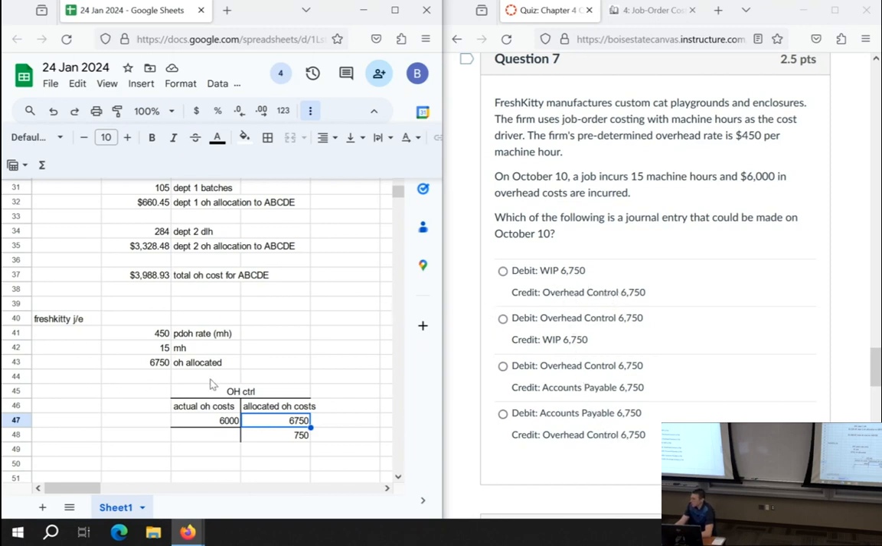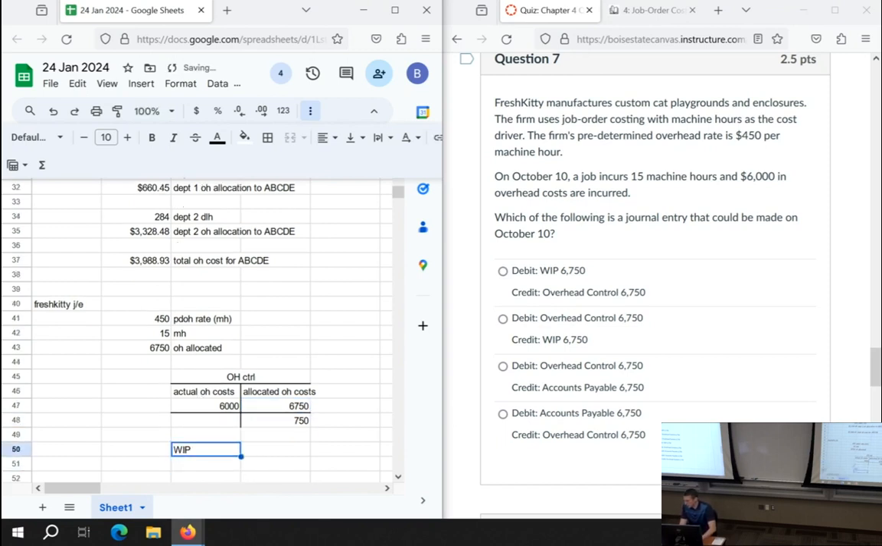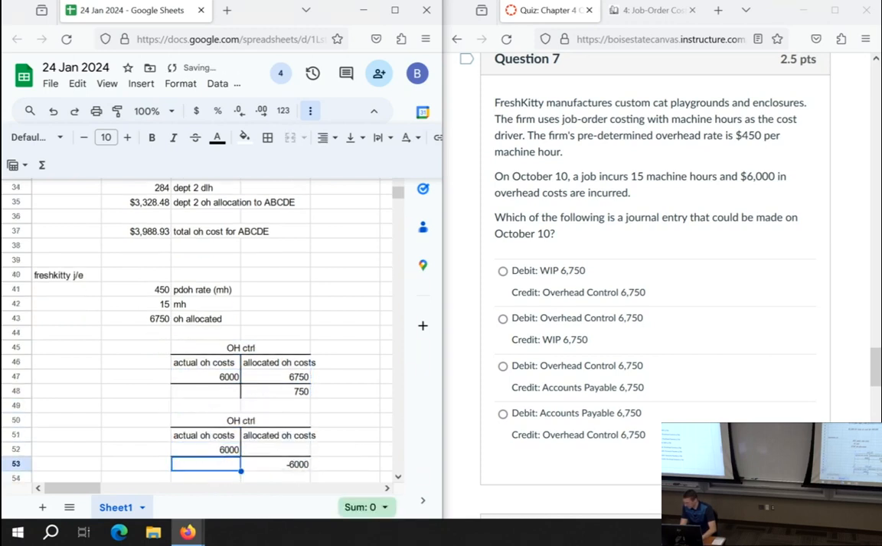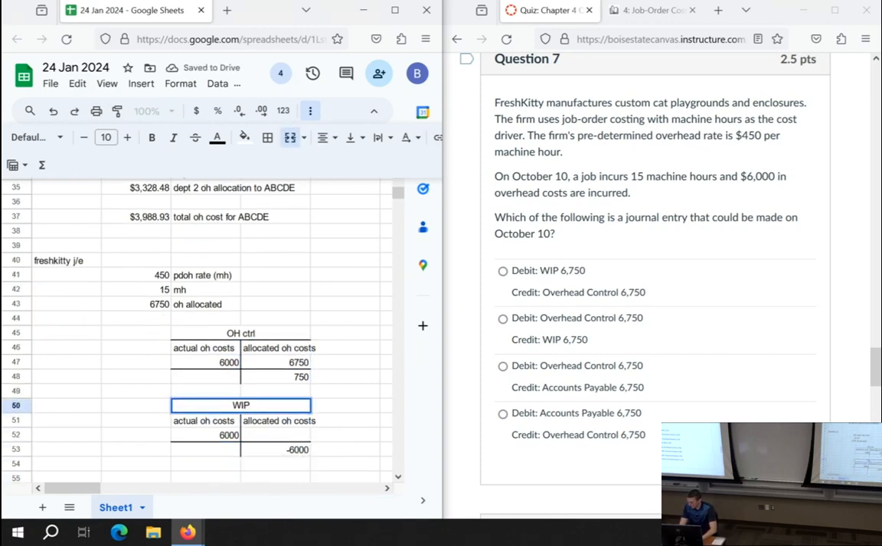All right, well, what's the other account we're going to be using here? It's work in process. So I'm going to grab all this for the lovely formatting I did, so I don't have to redo it. And work in process is an inventory account. It's on the balance sheet. And so as we incur costs, we debit work in process because it costs us to do the work for this work in process.